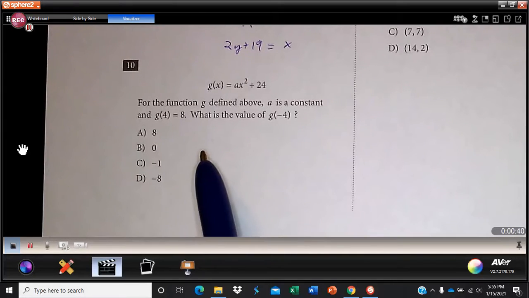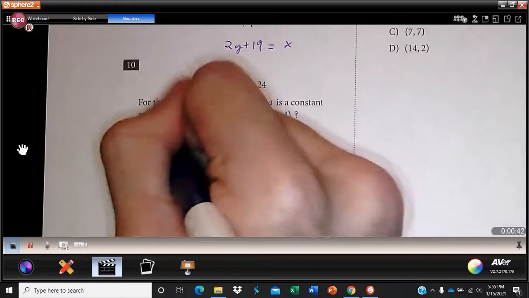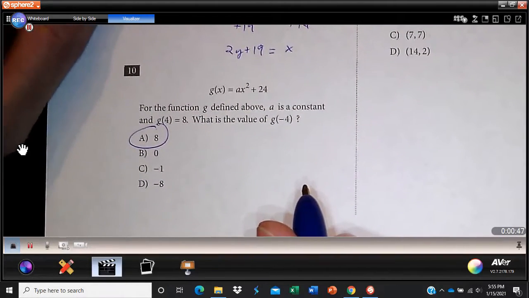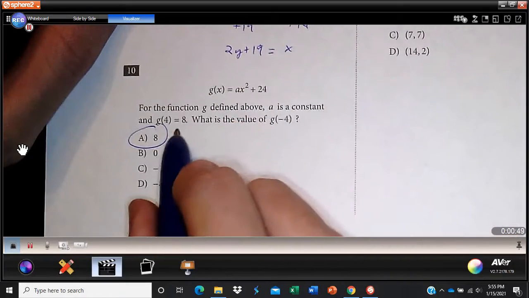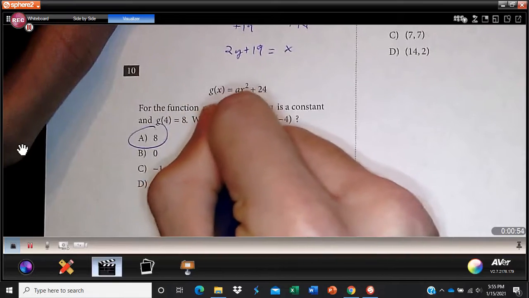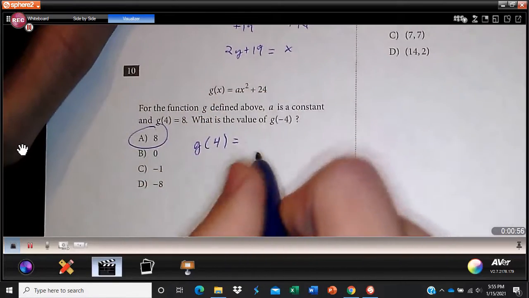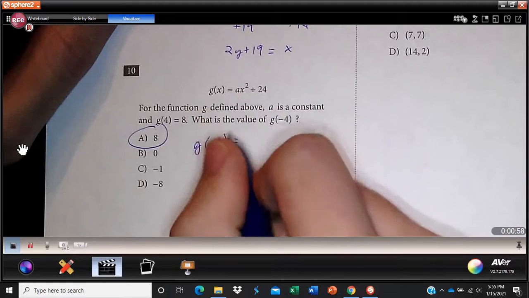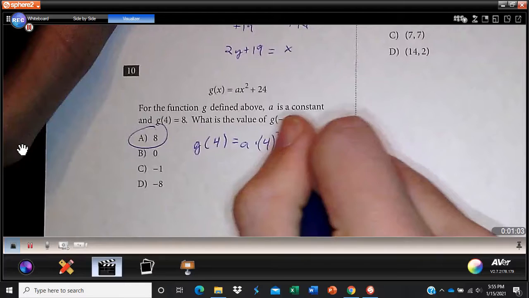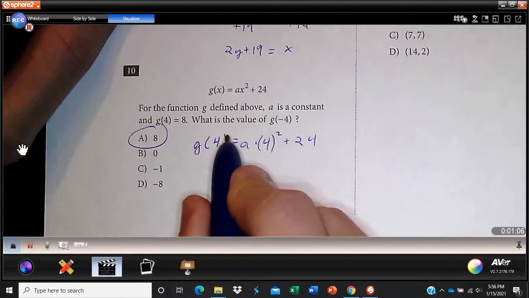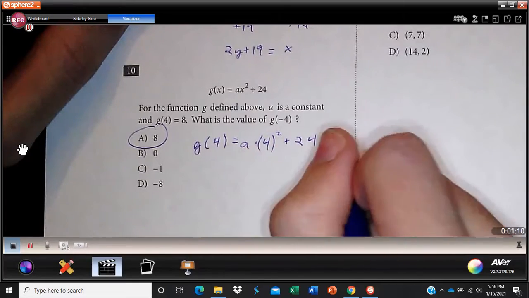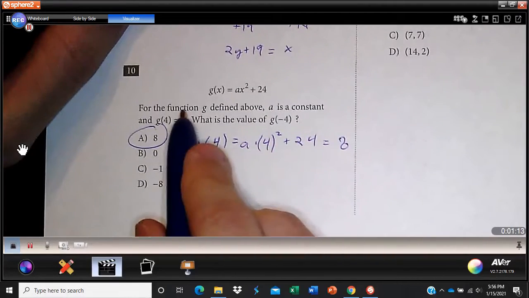Well, it's also going to be 8. Okay, but you're probably wondering how I did that so quickly. Let me do this the more algebraic way. We know that g of 4 is 8, so let's actually use that information. So g of 4 is equal to, if I plug this in, a times 4 squared plus 24. So I plugged in 4 for x, because that's exactly what we do. And this is equal to 8, because g of 4 is equal to 8.